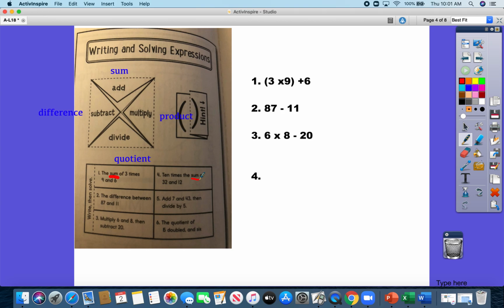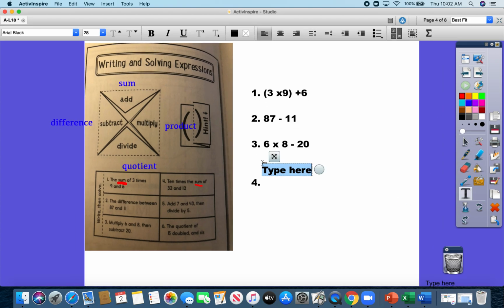So it says 10 times the sum of 32 and 12. Now, you could really get this one wrong if you didn't write the parentheses correctly. I need to multiply 10 times the sum of 32 and 12. That means I've got to do 32 plus 12 before I multiply times 10. The sum of 32 and 12, I've got to add that first.